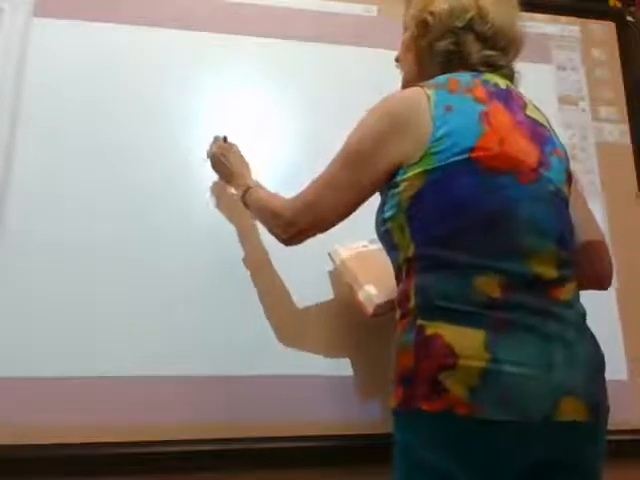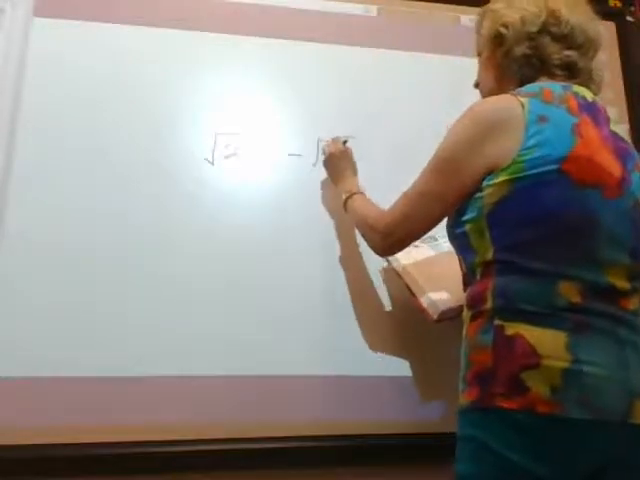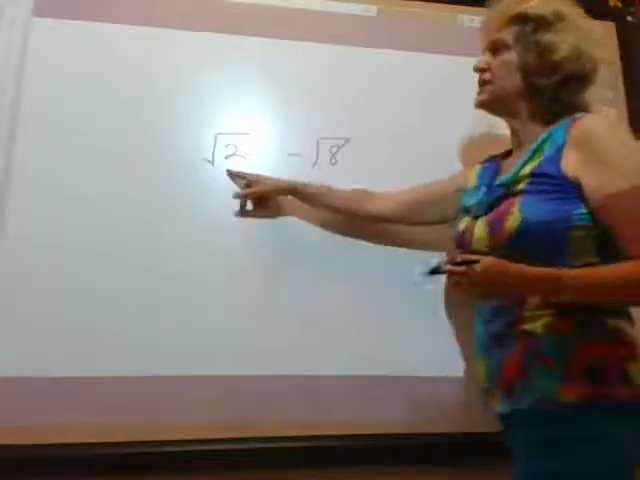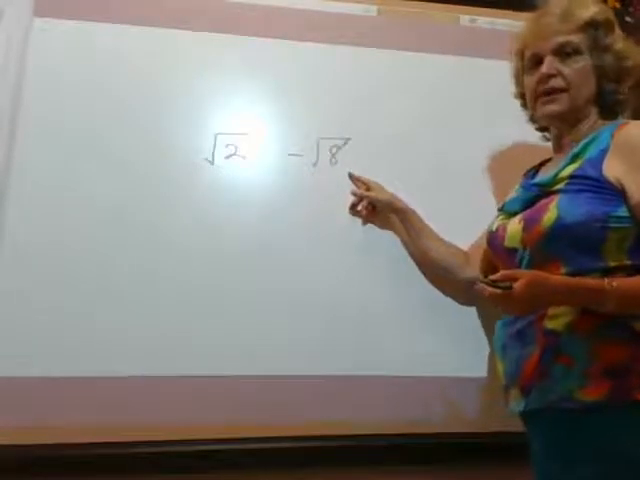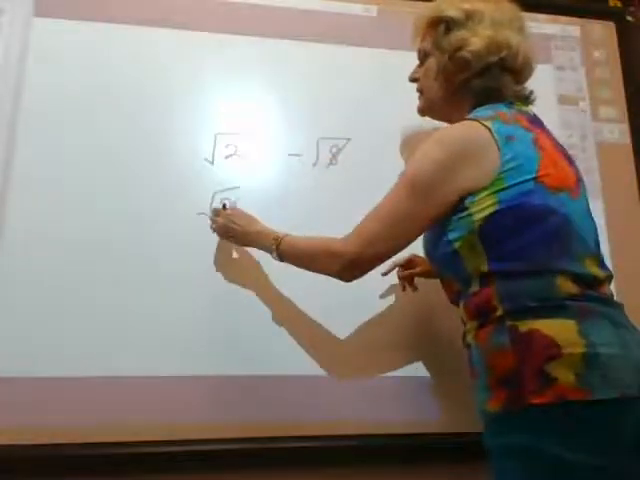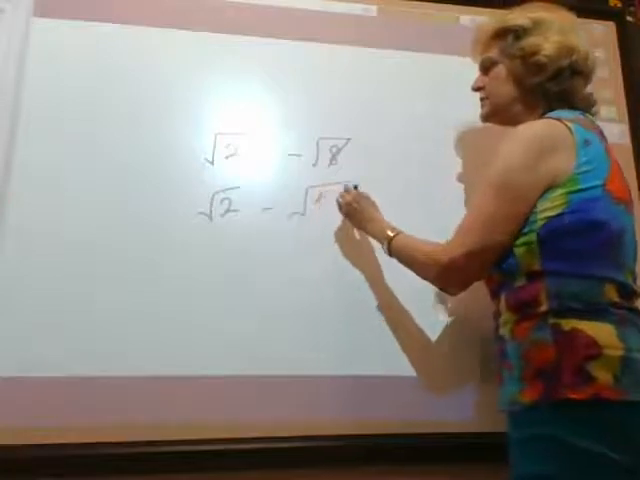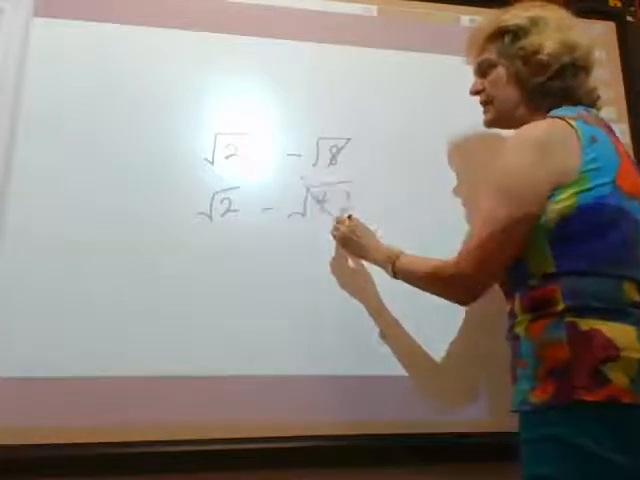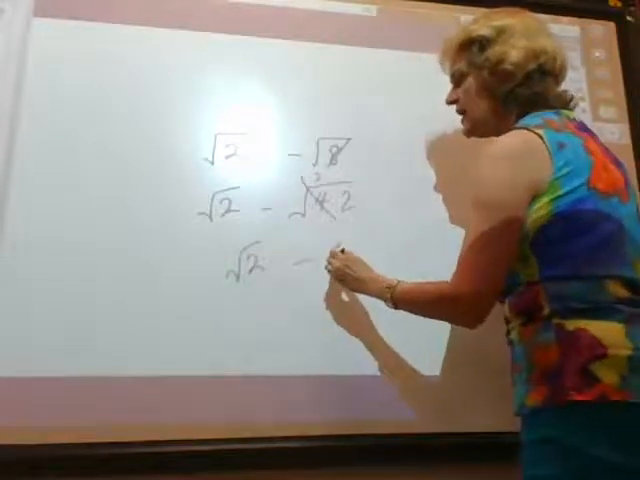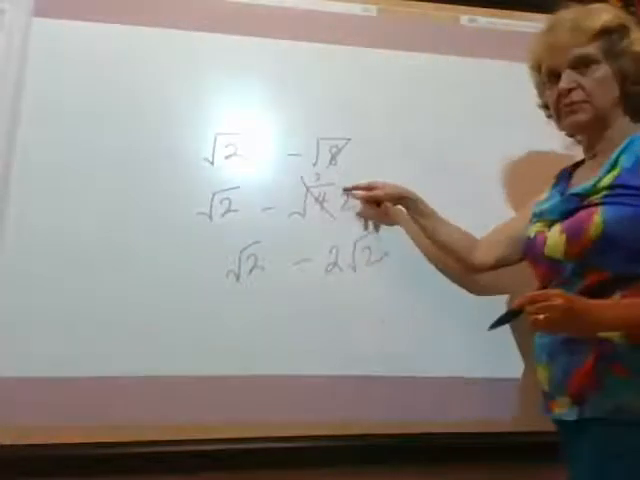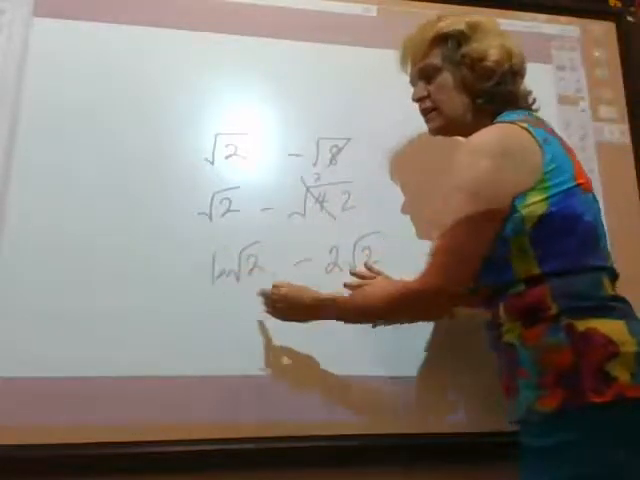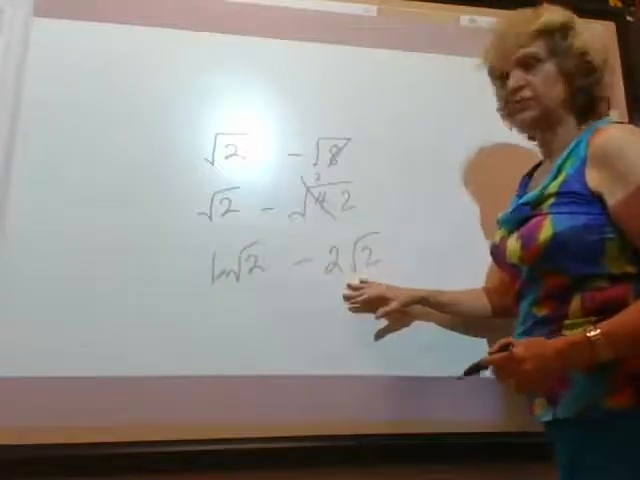So what if they're not like? Well, you do want to look at them and see if they can be simplified. So you see here radical 2, take away radical 8. Couldn't I simplify radical 8? Let's think about that. That would be 4 times 2, so that comes out as 2. So I'd have radical 2 take away 2 radical 2. Remember, I'm simplifying the radical 8. So now this is like saying I have 1 radical 2, take away 2 radical 2s.